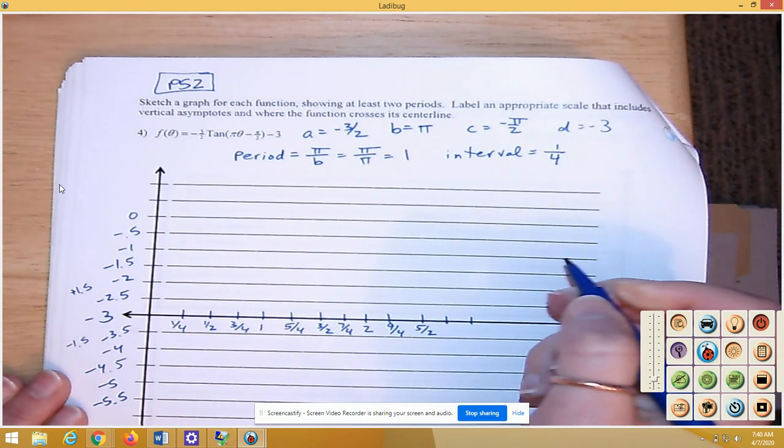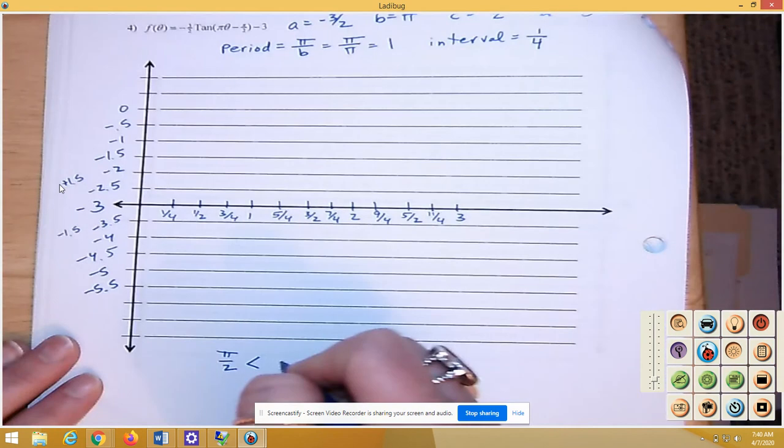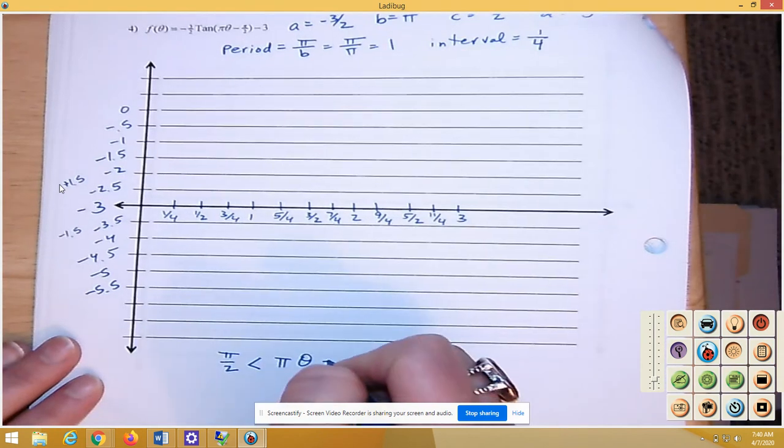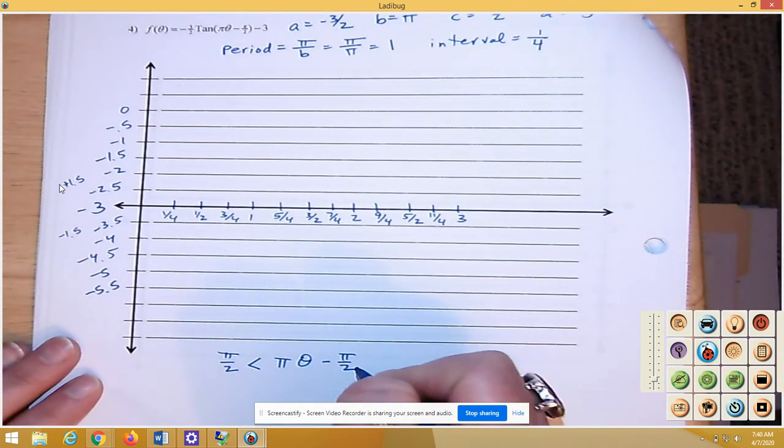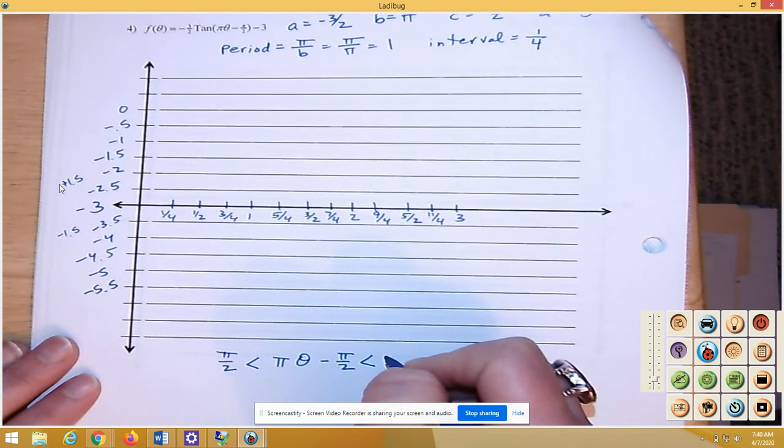Okay, so the next thing that I want to do is I find it very helpful to write that inequality. So pi over 2 is less than pi theta minus pi over 2 is less than 3 pi over 2. So I don't know if I just said that right. It's a lot of rich language here.